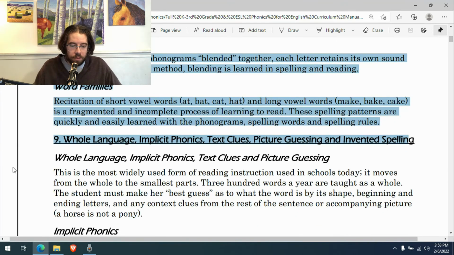Word families. Recitation of short vowel words, at, bat, cat, hat, and long vowel words, make, bake, cake, is a fragmented and incomplete process of learning to read. These spelling patterns are quickly and easily learned with the phonograms, spelling rules, and spelling words.